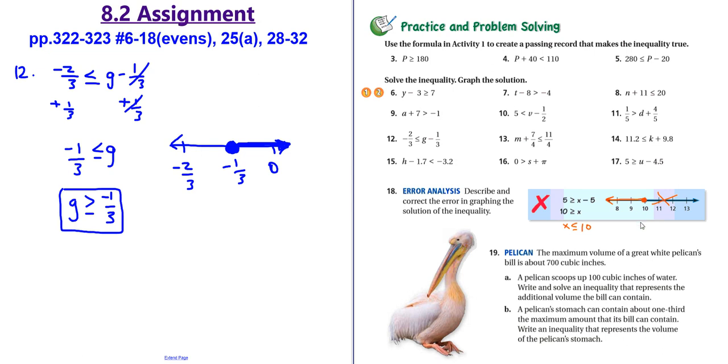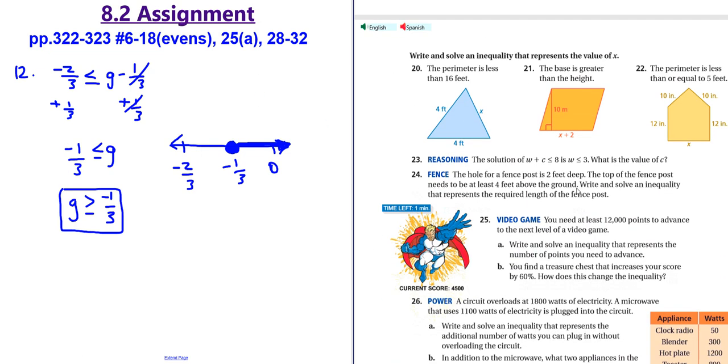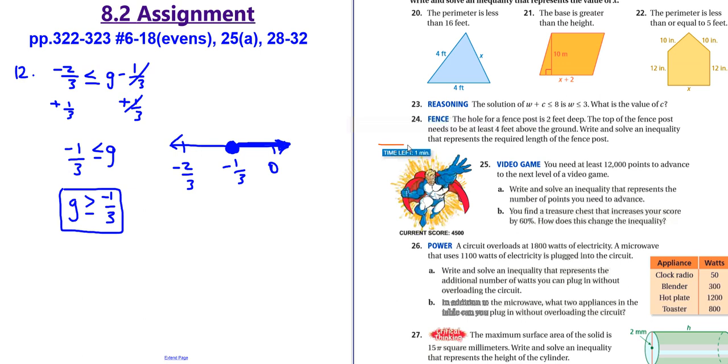All right, let's go to 25 just to talk about it a little bit here. 25, and you only have to do part A. You do not have to do part B. And notice this diagram here, you will have to use the current score of 4,500 in this problem. So it says you need at least, which means greater than or equal to. Remember, you must be at least this tall to ride this ride, greater than or equal to. At least 12,000 points to advance to the next level. Write and solve an inequality that represents the number of points you need to advance.